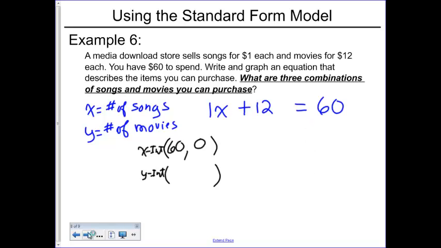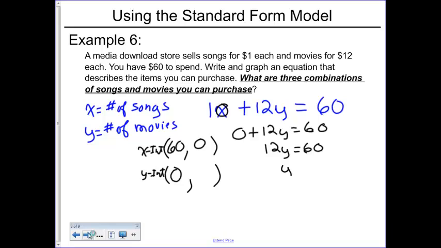Put my 12y back on there. The next thing I can do is solve for the y-intercept. The y-intercept occurs when x is 0, so we put a 0 out in front here, and I get 0 plus 12y equals 60. And 0 plus 12y is just 12y. And then divide both sides by 12, and y ends up equaling 5. Okay, so I can buy 60 songs, 0 movies, or 0 songs and 5 movies.